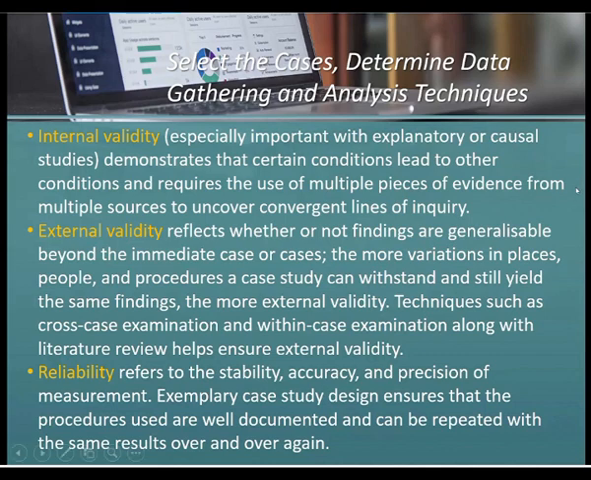And then external validity reflects whether or not findings are generalizable with other cases before or other procedures that happened before, and something like that. Cross-examination with other literatures and external, apart from your study itself.